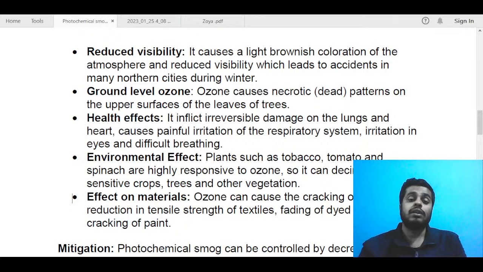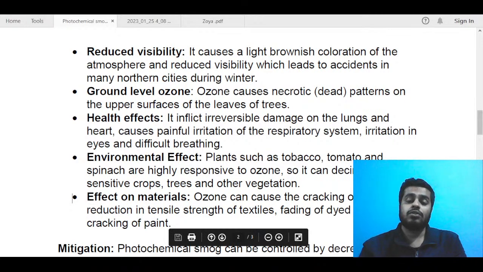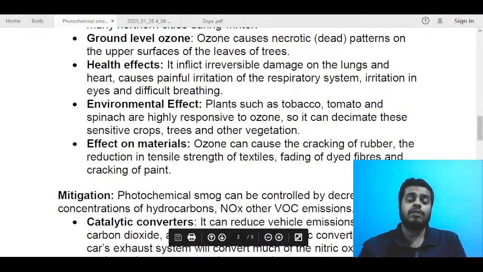So the health effects include irreversible damage to the lungs and heart, painful irritation of the respiratory system, irritation in the eyes, and difficulty in breathing. These things are also very common, which you could have mentioned. Next is the environmental effect.